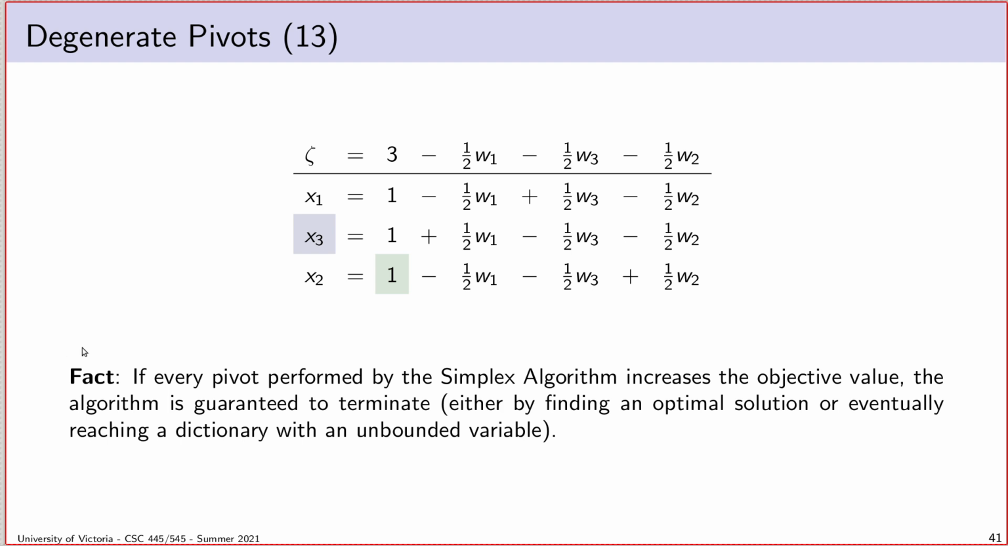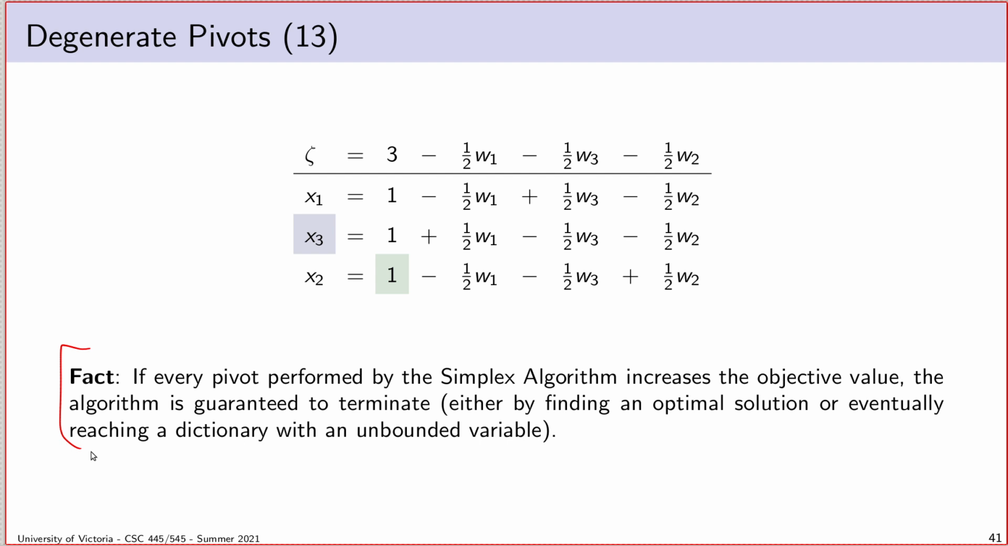So there's this fact. We're going to get to this fact again at the end because it is a fact, but we haven't seen all of the reasons why it has to be true. So the fact is, if every pivot is guaranteed to increase the objective value, then the algorithm is guaranteed to terminate. It is guaranteed to eventually reach that optimal dictionary, because if you have to keep adding a positive value to your objective function at each step, eventually you're going to get to the maximum value.